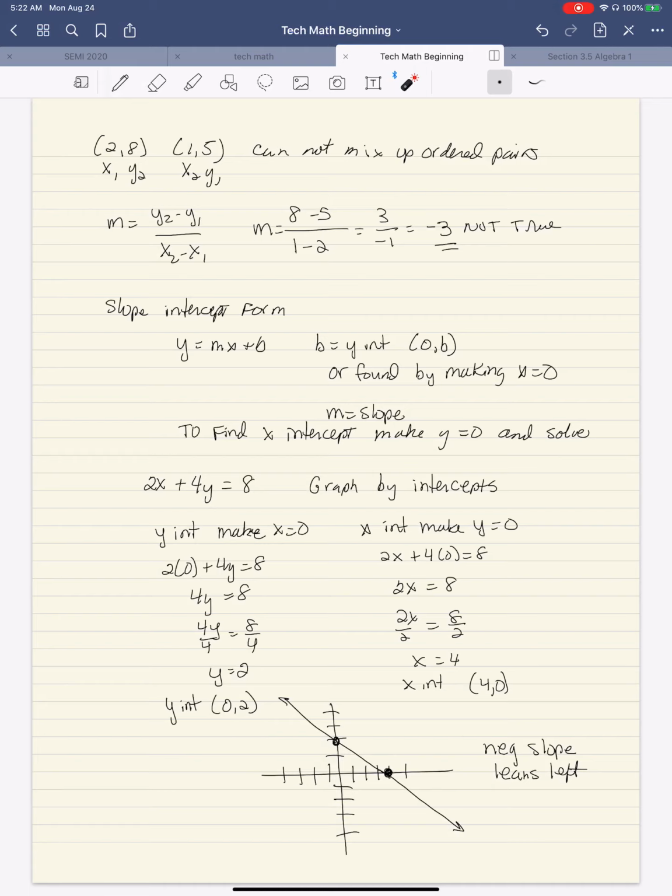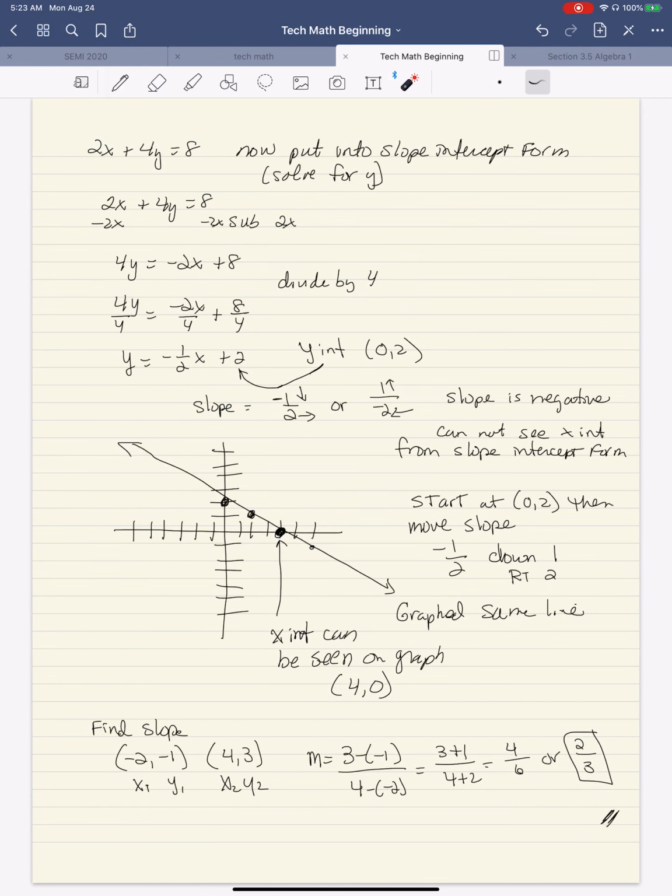So if I take those two ordered pairs and graph it, let's see, 2, 0, or sorry, (0, 2) is right here. And (4, 0) is right here. So when I graph those 2 points, I can connect the dots, and there's my line. Notice how it's leaning left. This means it has a negative slope, but I can't see that from here unless I rewrite that equation, which I did in the following example.